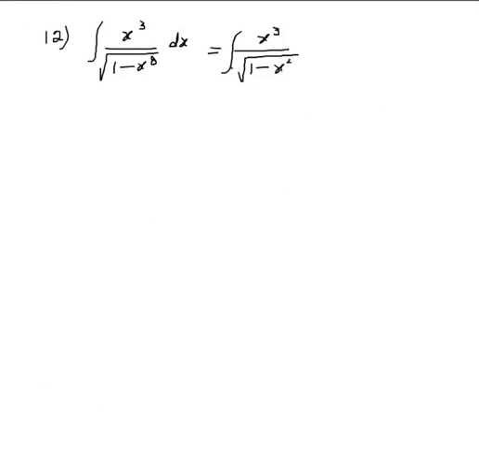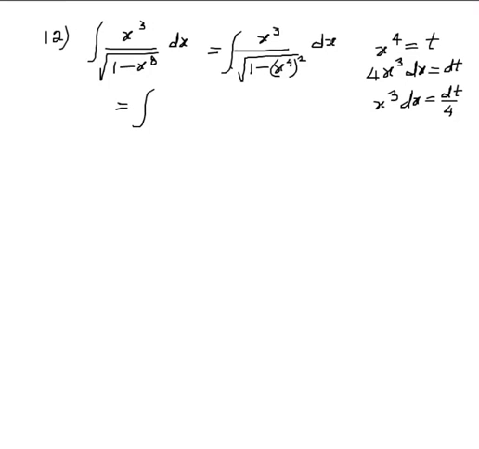x power 8 as x power 4 the whole square. Question 12. Integral x cube divided by root of 1 minus x power 8 dx. We can write, let us substitute x power 4 as t. Differentiate both sides. x cube dx is dt divided by 4.